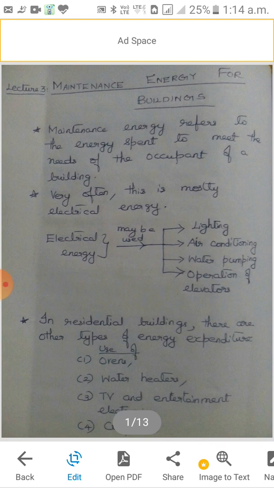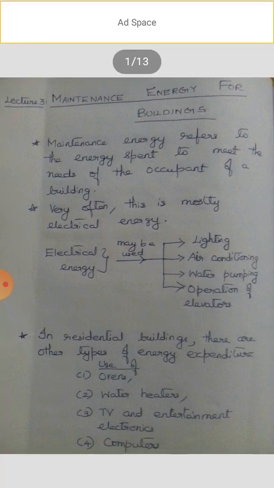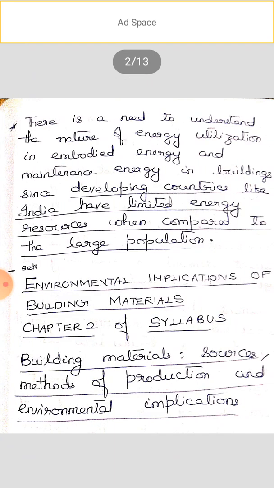And in residential buildings, the other types of energy expenditure, such as use of ovens, water heaters, TV and entertainment electronics, computers, etc. There is a need to understand the nature of energy utilization in embodied energy and maintenance energy in buildings, since developing countries like India have limited energy resources when compared to the large population. So we have a very large population, but the energy is limited. Hence we have to properly manage it.